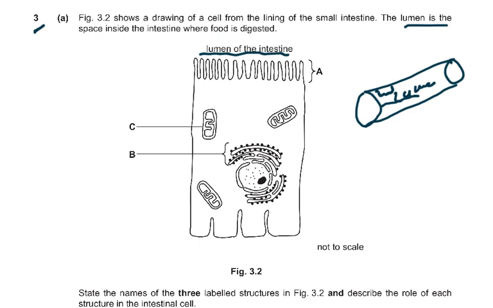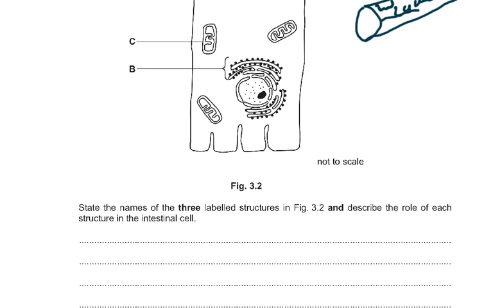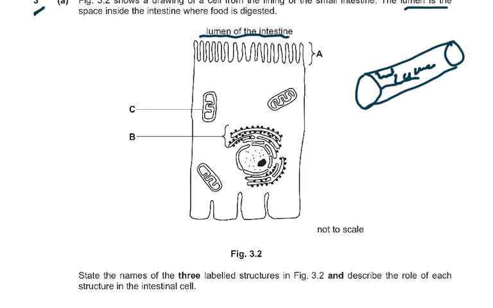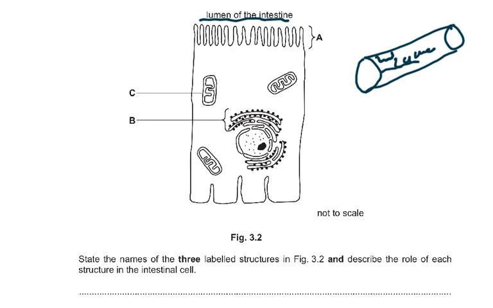Now it says state the names of the three labeled structures in figure 3.2 and describe the role of each structure in the intestinal cell. So we've got three labeled structures A, B, and C. If you look at the diagram, what is A? A are the microvilli. And what is their function? If you wrote microvilli, you got 1 mark. The function is that it allows the movement of substances into the cell, or you can say increases the surface area for absorption by diffusion. Or you can say it has proteins in the membrane for active transport. You see you have protein channels in the cell membrane for active transport.